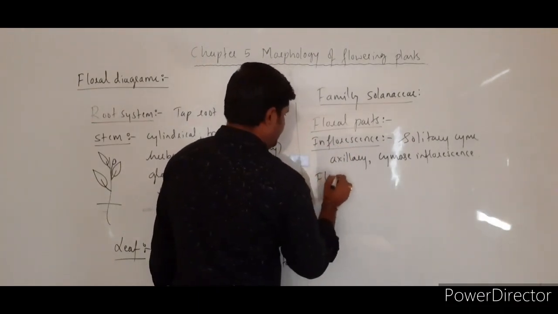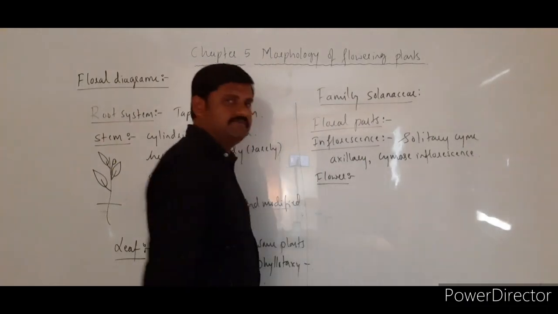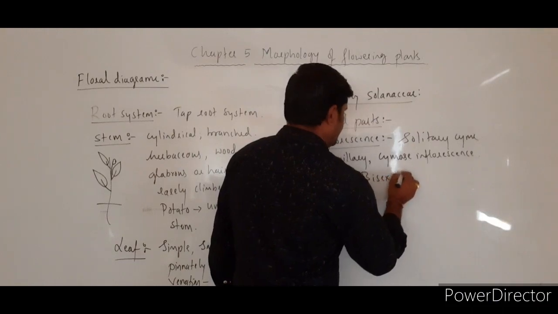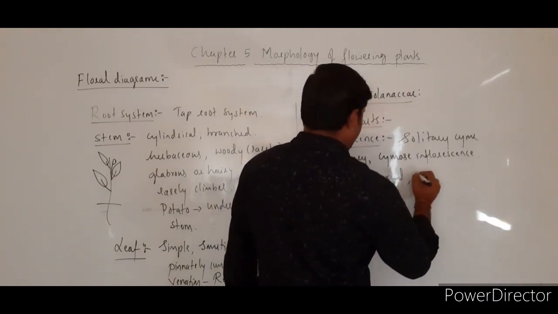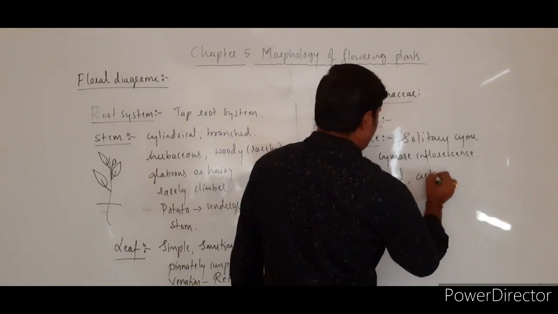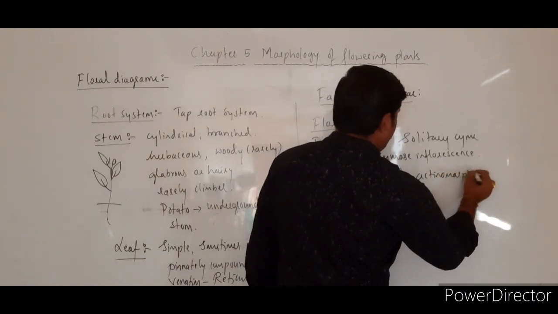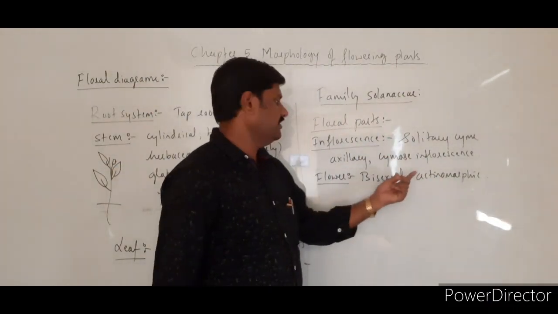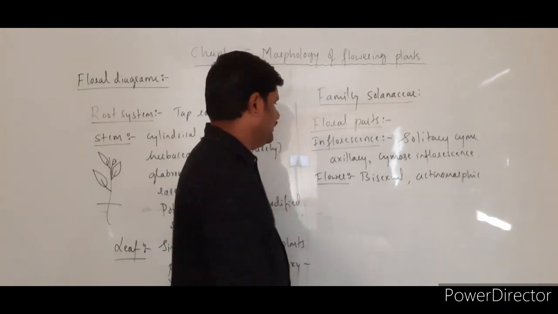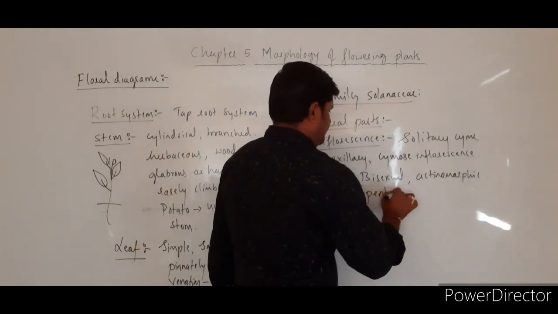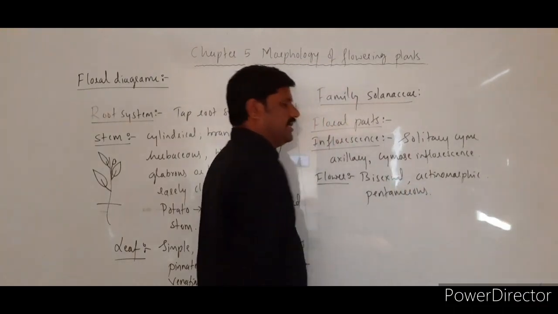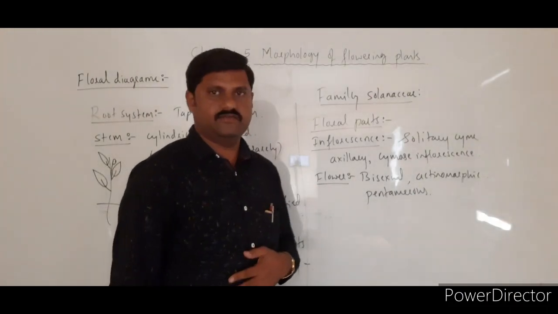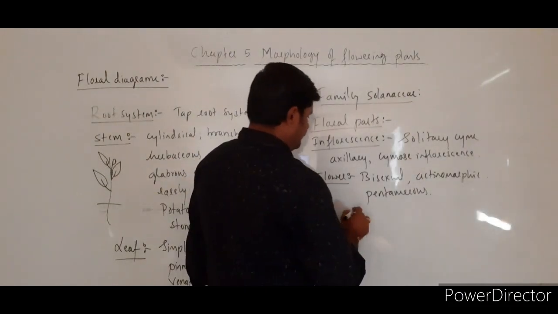After that, next one is flower. So this flower is bisexual, right? And it is actinomorphic. These family members usually have actinomorphic flowers, bisexual ones. So it is pentamerous. Majority of the time, pentamerous means 5 petals are seen in this flower, right? So this is about the flower.